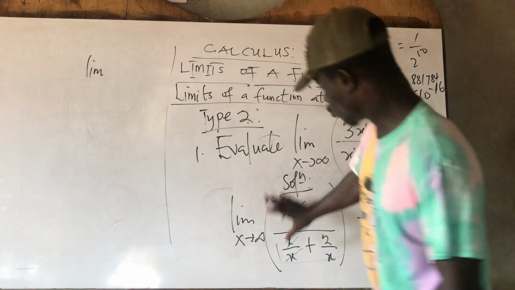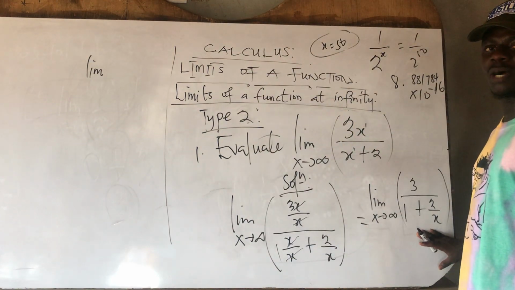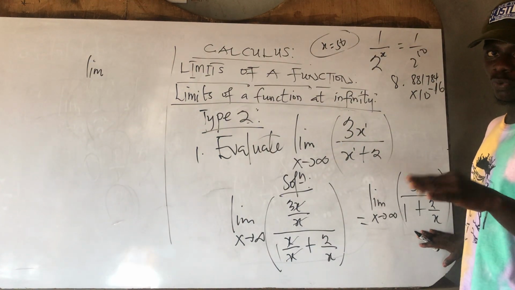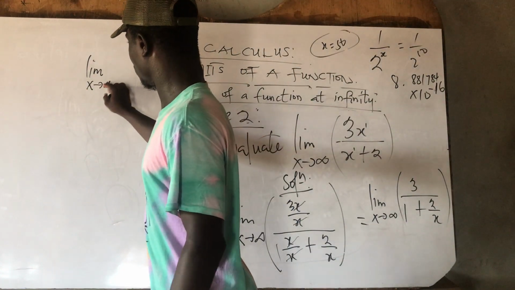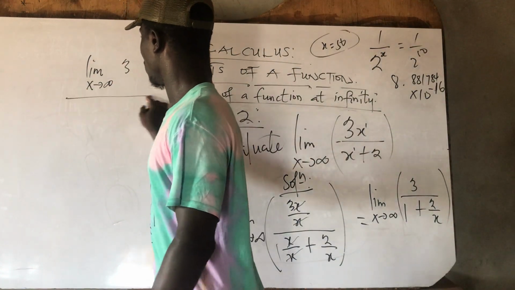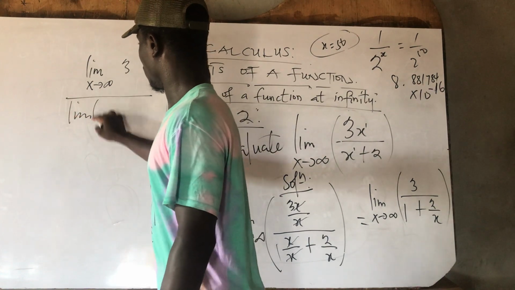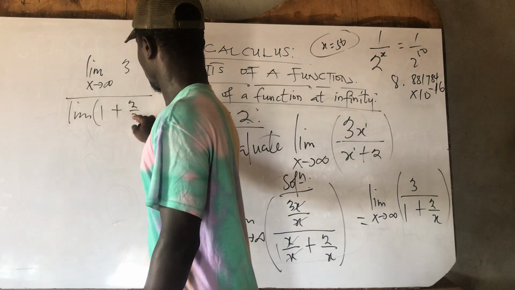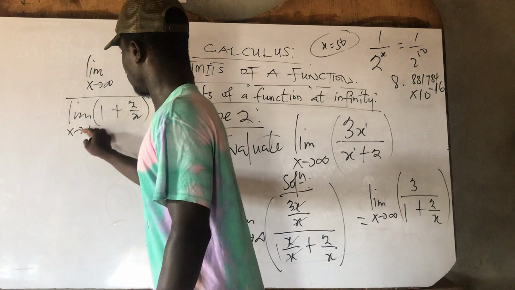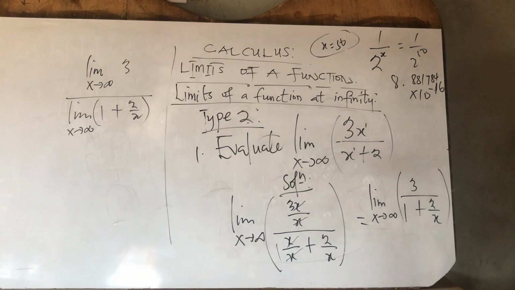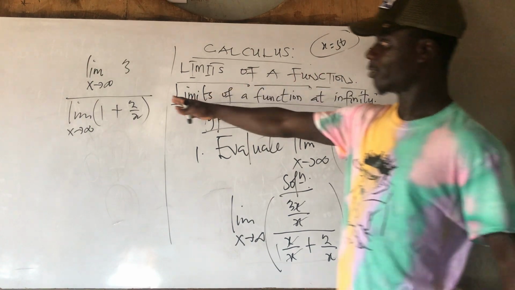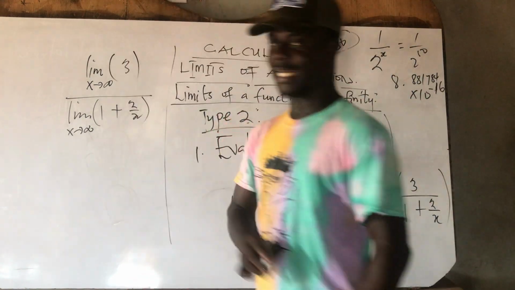When you are done doing this, you come back to the first type we were doing, which is the limit as x approaches infinity of 3 all over the limit of 1 plus 2 on x as x approaches infinity. So we have this. I believe you can remember. So this is what I mean here.